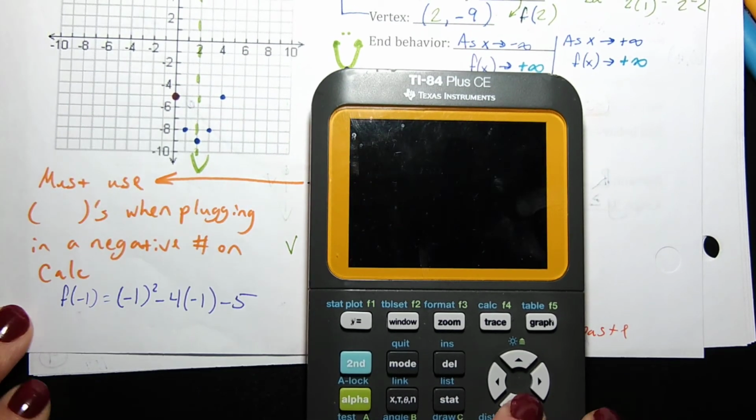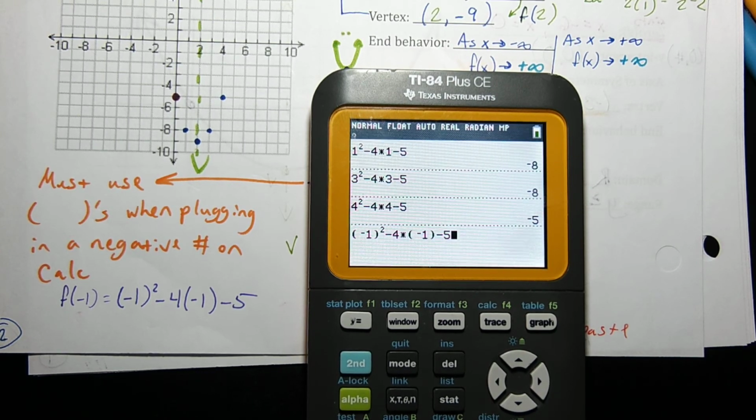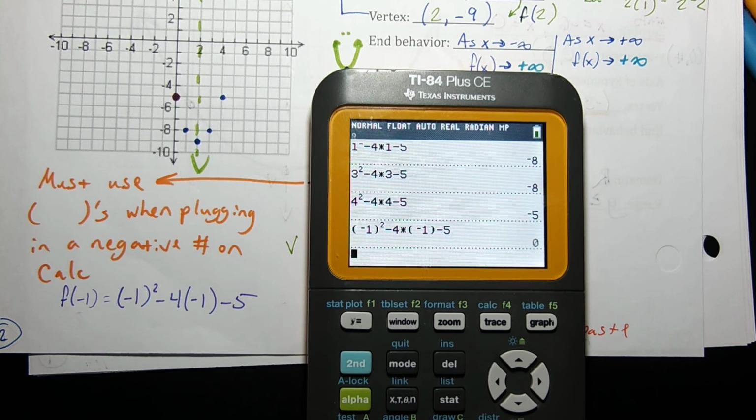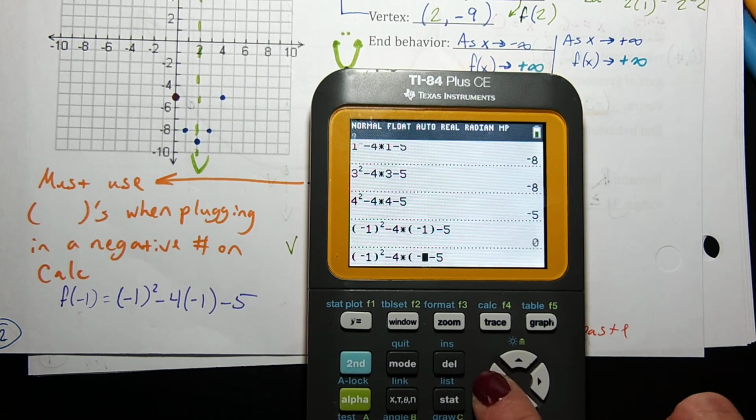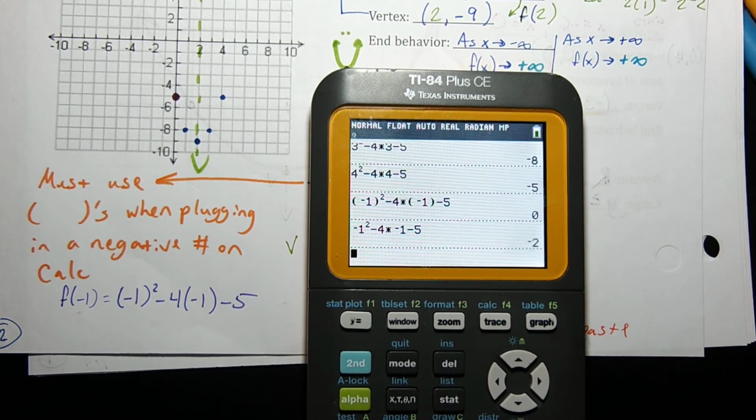So let's go to our calculator, and unfortunately second enter is not going to be great here because we're going to have to override with more than just simple numbers. We're going to have to put in those parentheses. So parentheses, -1 squared, arrow over to escape the exponent, minus 4 times -1 minus 5. If I press enter, we get 0. Let's see what happens if I don't use parentheses. You think we're going to get something different? Ooh, if we don't use parentheses, we get -2.